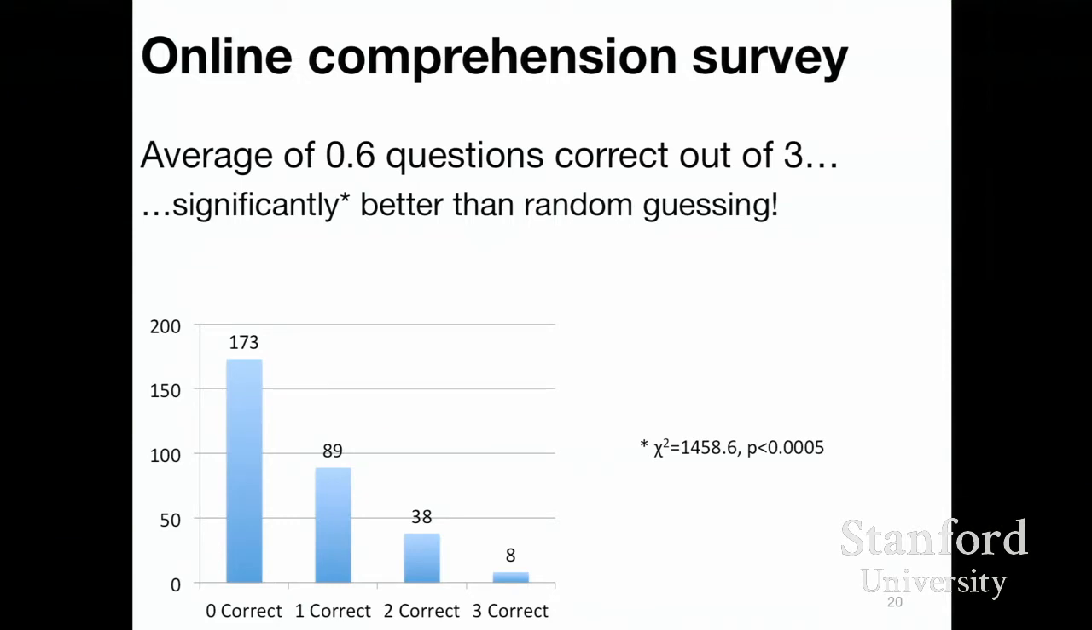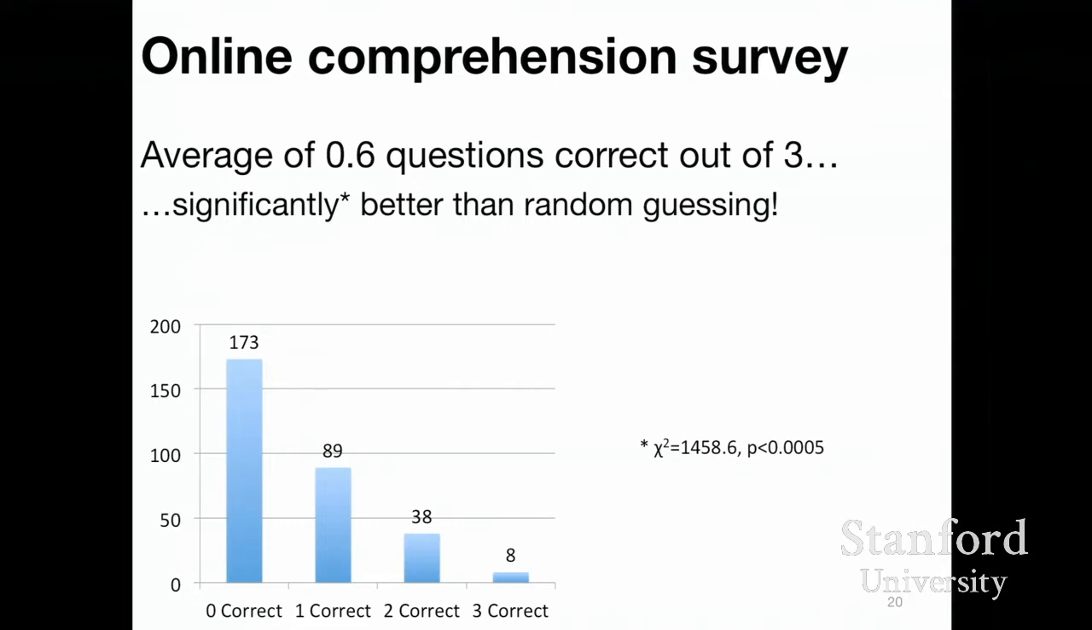You might say, well, this was online, it was unsupervised, maybe they were just randomly guessing. Well, we can calculate the expected value of random guessing, and then do a chi-square test. And we find that, despite this being relatively low, it's still significantly higher than the expected value, which is, I think, roughly about 0.2 questions out of the 3. That said, there were only 8 participants out of the 308 who managed to get all 3 correct. The majority of participants couldn't answer any of these correctly. Again, these are existing Android users. So there is some room for improvement here.